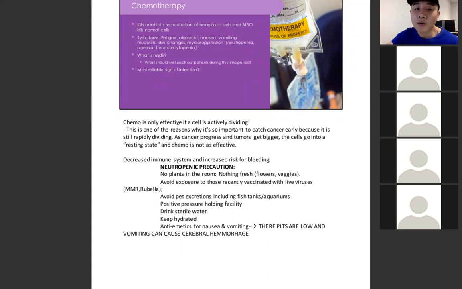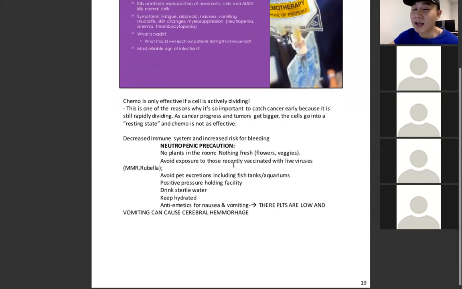So chemo is only effective if a cell is actively dividing. Okay, so that's important to know. This is one of the reasons why it is so important to catch cancer early, because it is still rapidly dividing. As cancer progresses and tumors get bigger, the cells go into a resting state and chemo is not as effective.